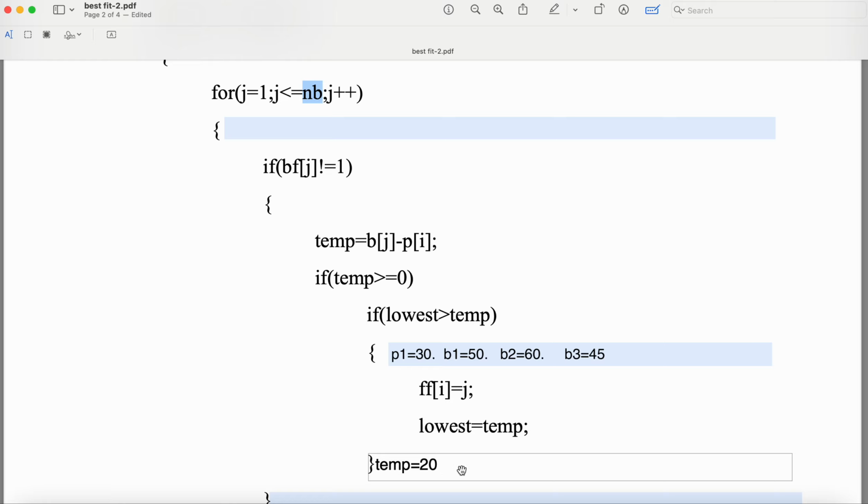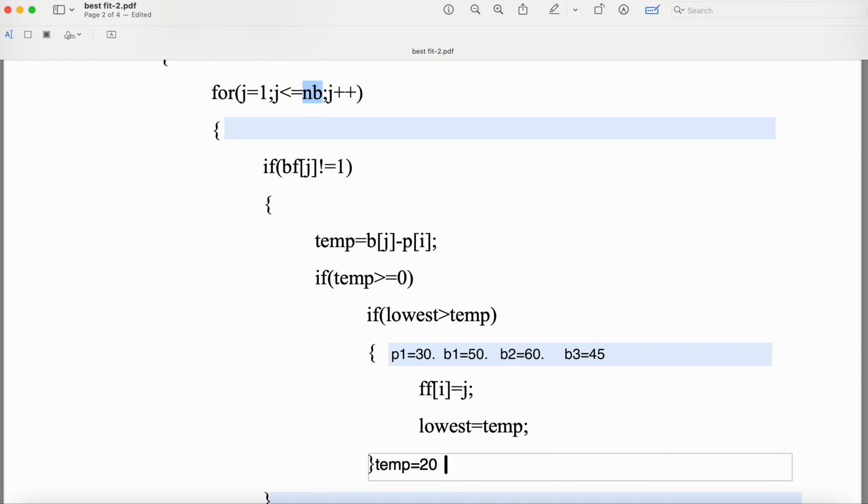Okay. So now if temp is greater than or equal to 0, yes, the condition is true. What is the temp value? 20 only. 20 is greater than or equal to 0. So now the condition is true, so the body will be executed.